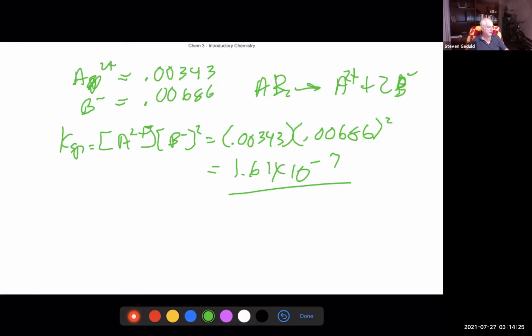Okay. And consider the next one, A3+, similar to aluminum, and using those oxides.